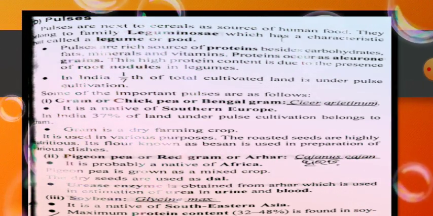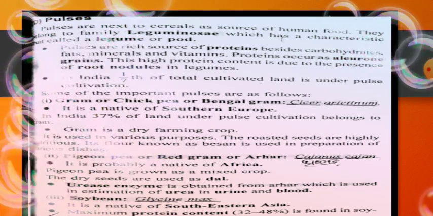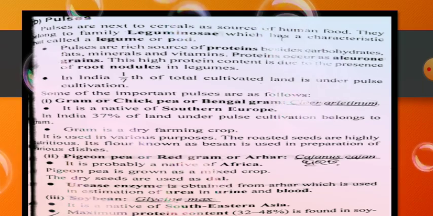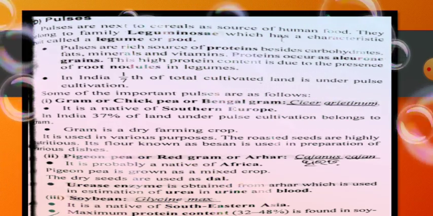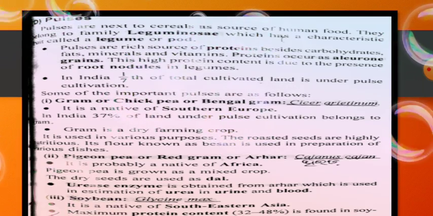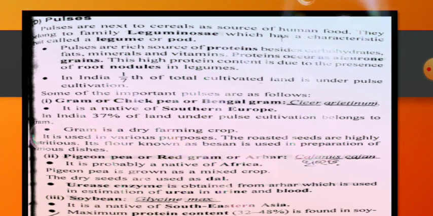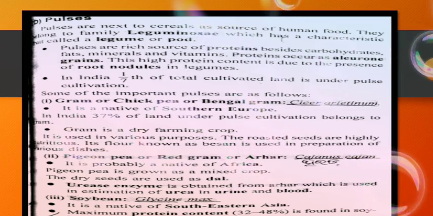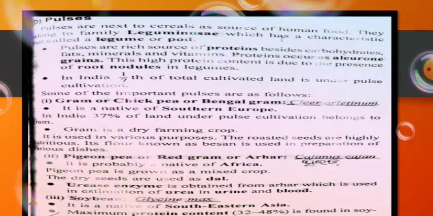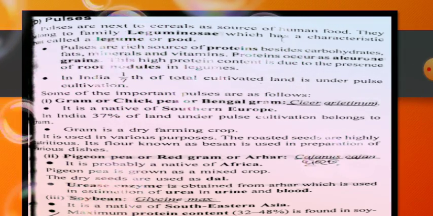It is used for various purposes, as the roasted seeds are highly nutritious. That's why it's used in our daily life and in our kitchen. Its flour is known as besan, used for the preparation of various dishes, and also used in beauty products for natural care of the face and skin.